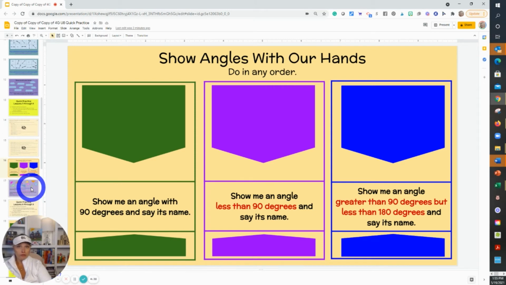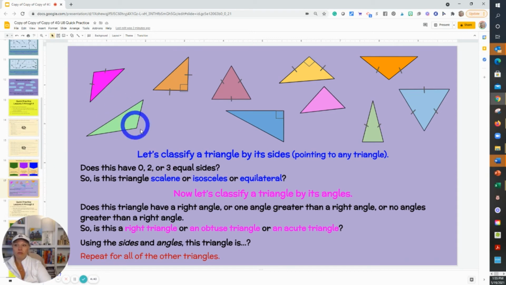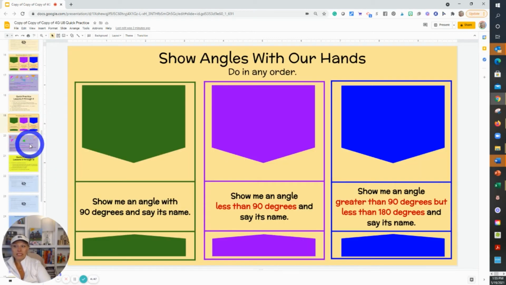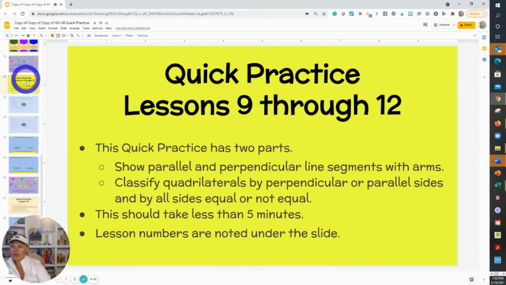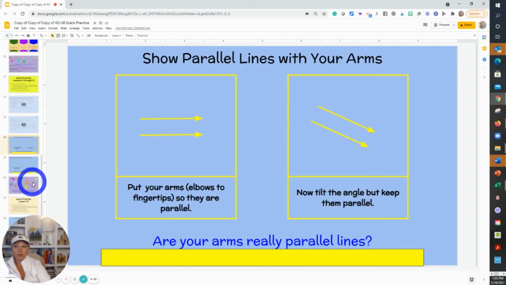Keep in mind, you get 5 minutes for quick practice. So you definitely want to review the angles, and then you'll do this review for as long as it takes to get to your 5-minute mark. When you get to lessons 6 through 8, you see that you have the same thing. We've just switched up some of those triangles. Then we get to lessons 9 through 12. And so for lessons 9 through 12, you have these 3 slides.